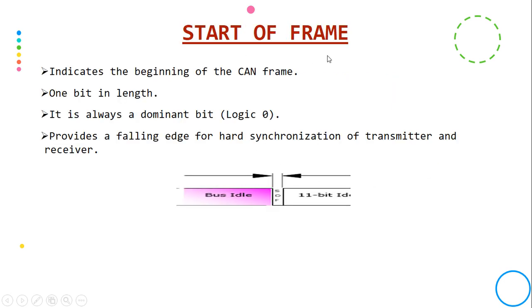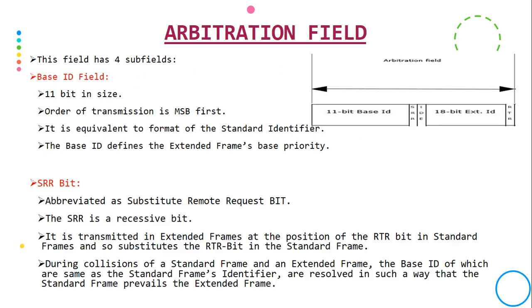So coming to the start of the frame, it is similar to the standard frame format. It indicates the beginning of the CAN frame. It is 1 bit in length and it is always dominant bit. Provides the falling edge for hard synchronization for transmitter and receiver.